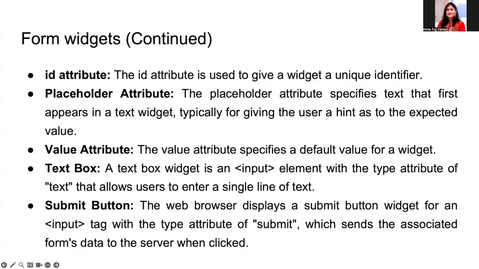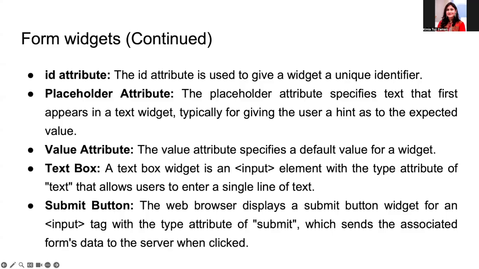Now let's go a little deeper into form widgets and some of their useful attributes. First, we have the ID attribute. This gives a widget a unique identifier within the web page. It's especially helpful when you want to link a label to an input or when you are styling or scripting with CSS and JavaScript. Next is the placeholder attribute. This is the faint text you often see inside a text box before typing. It acts as a hint guiding users on what kind of information to enter.